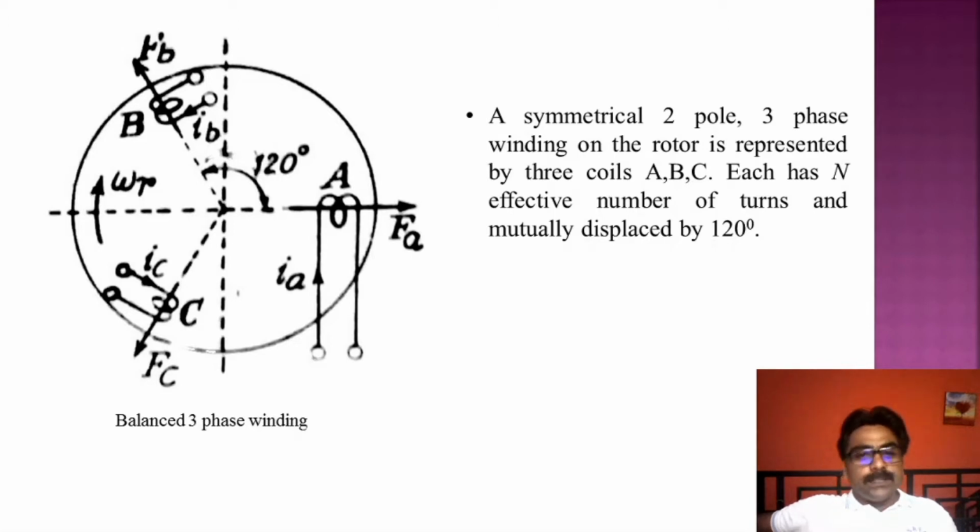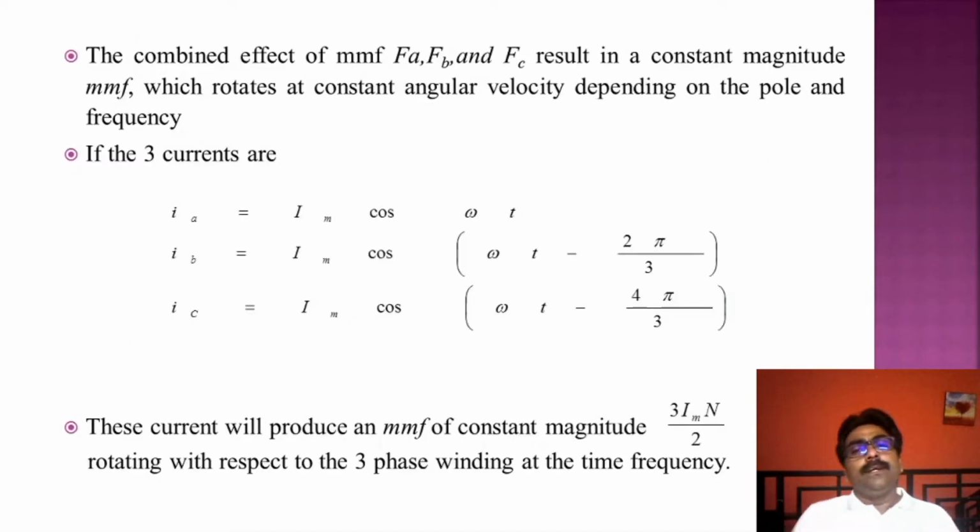Current flowing through phase A winding is IA, and for B and C windings respectively IB and IC. Similarly, the MMFs produced by the A, B and C phase windings are FA, FB and FC respectively. They have 120 degree displacement between each other. Again, the fundamental equations of the current: current IA is Im cos omega t, current IB is Im cos omega t minus 120 degrees, and IC is Im cos omega t minus 240 degrees, and this is written here in radians.